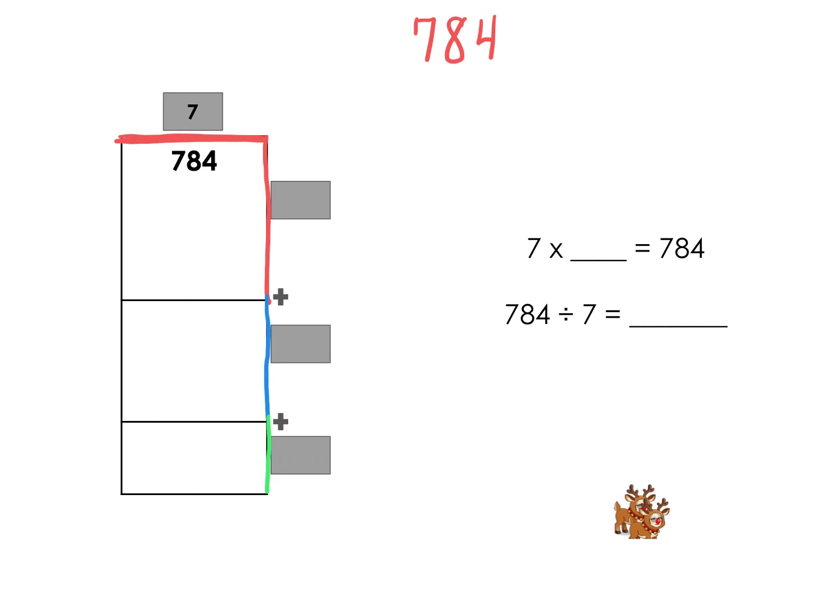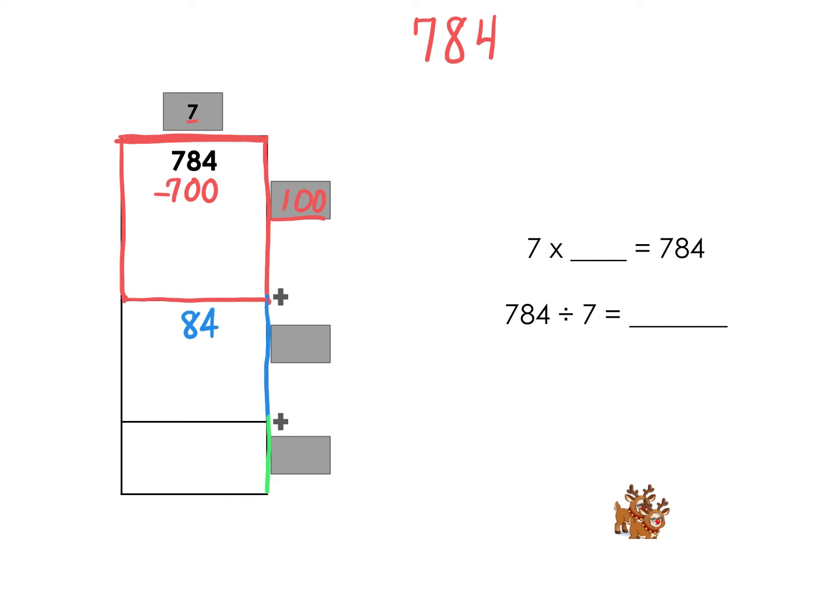So we ask ourselves, 7 times what is close to 784? Well, hopefully we can see that that would be 100. 100 sevens is 700. So the area of just this red part of the rectangle is 700. But how much area do I still have to distribute? I find the difference is 84.